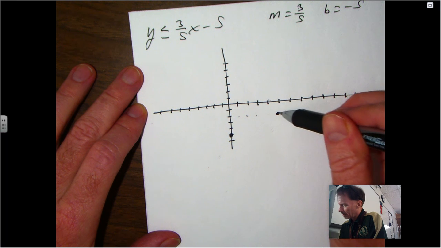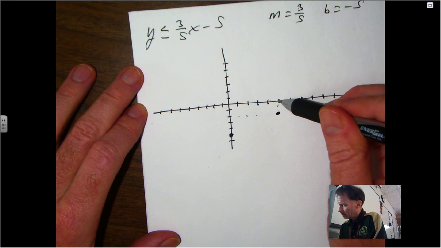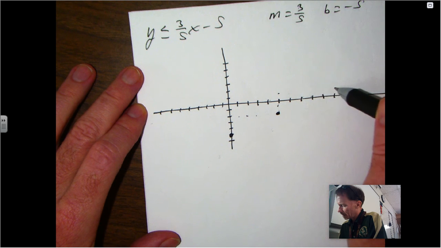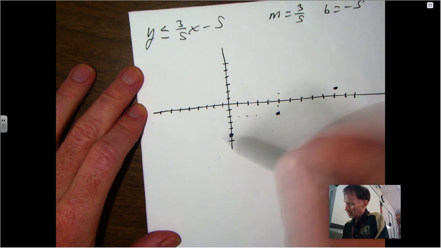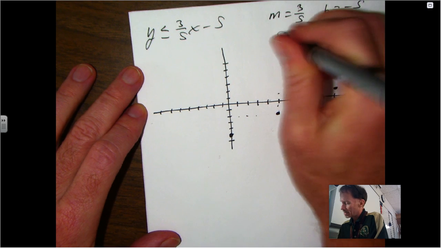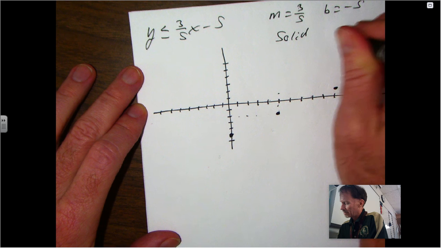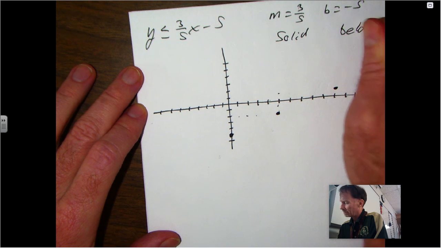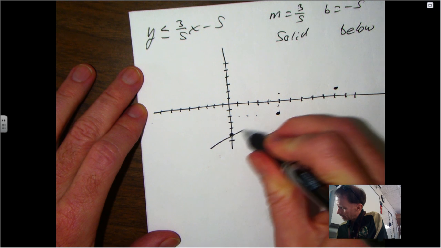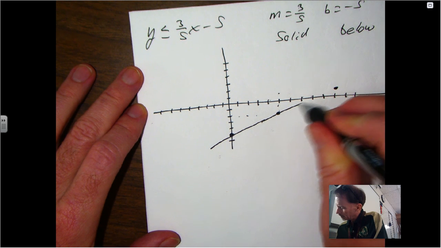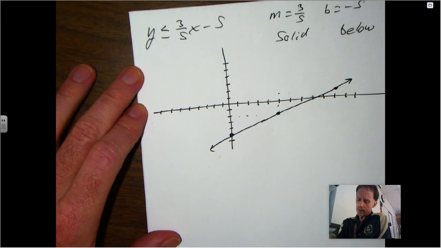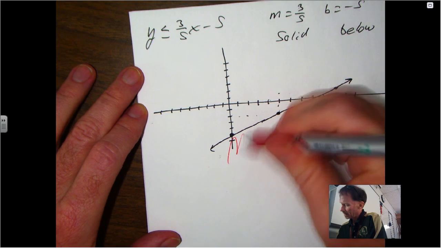So if I go up another 3, 1, 2, 3, and over 1, 2, 3, 4, 5, so about right here. And I can go backwards too. I'm just going to do those 3 points. And again, notice it's going to be a solid line again, and it's going to be shaded in below this time. So I'm just going to sketch a line in there as best I can, and then I'll grab a different color and shade in all below that line.